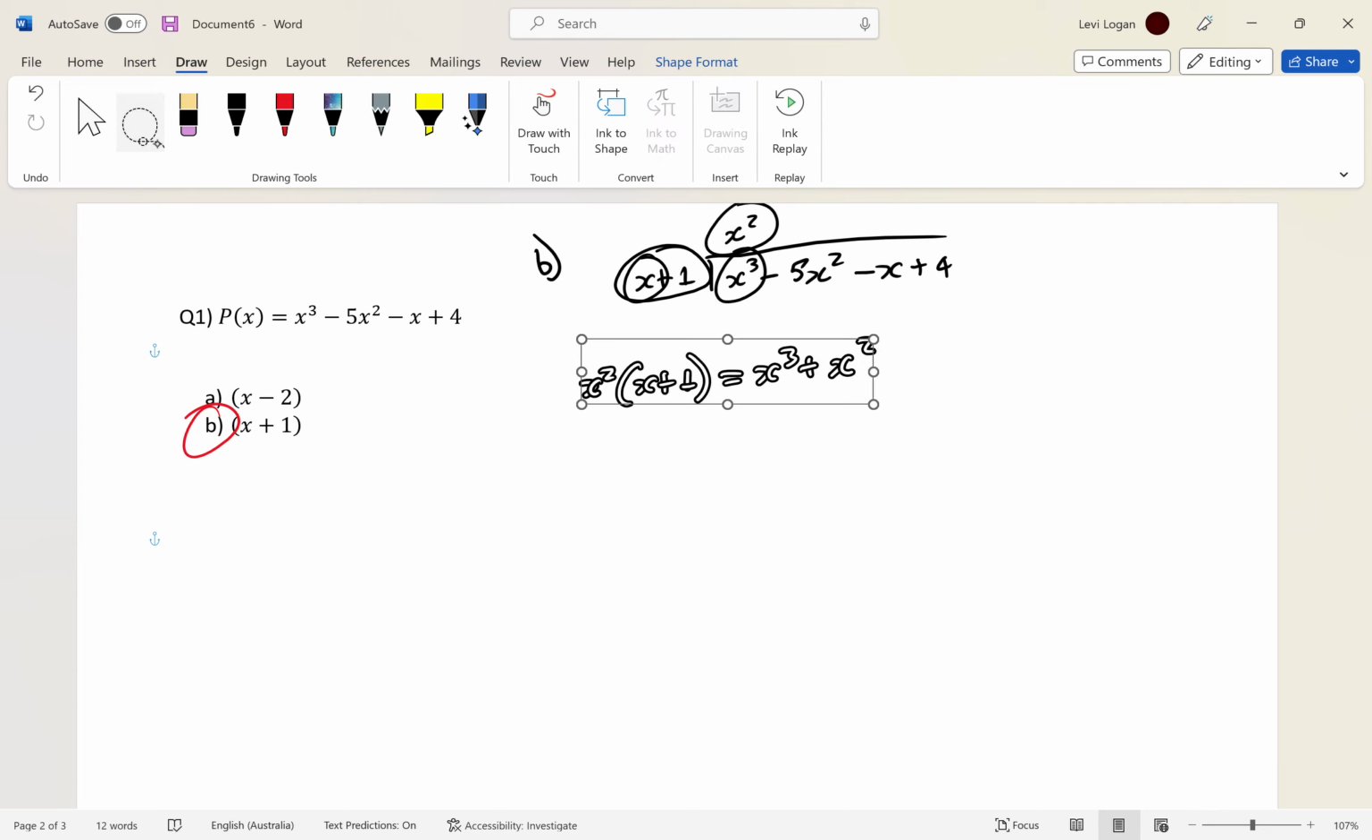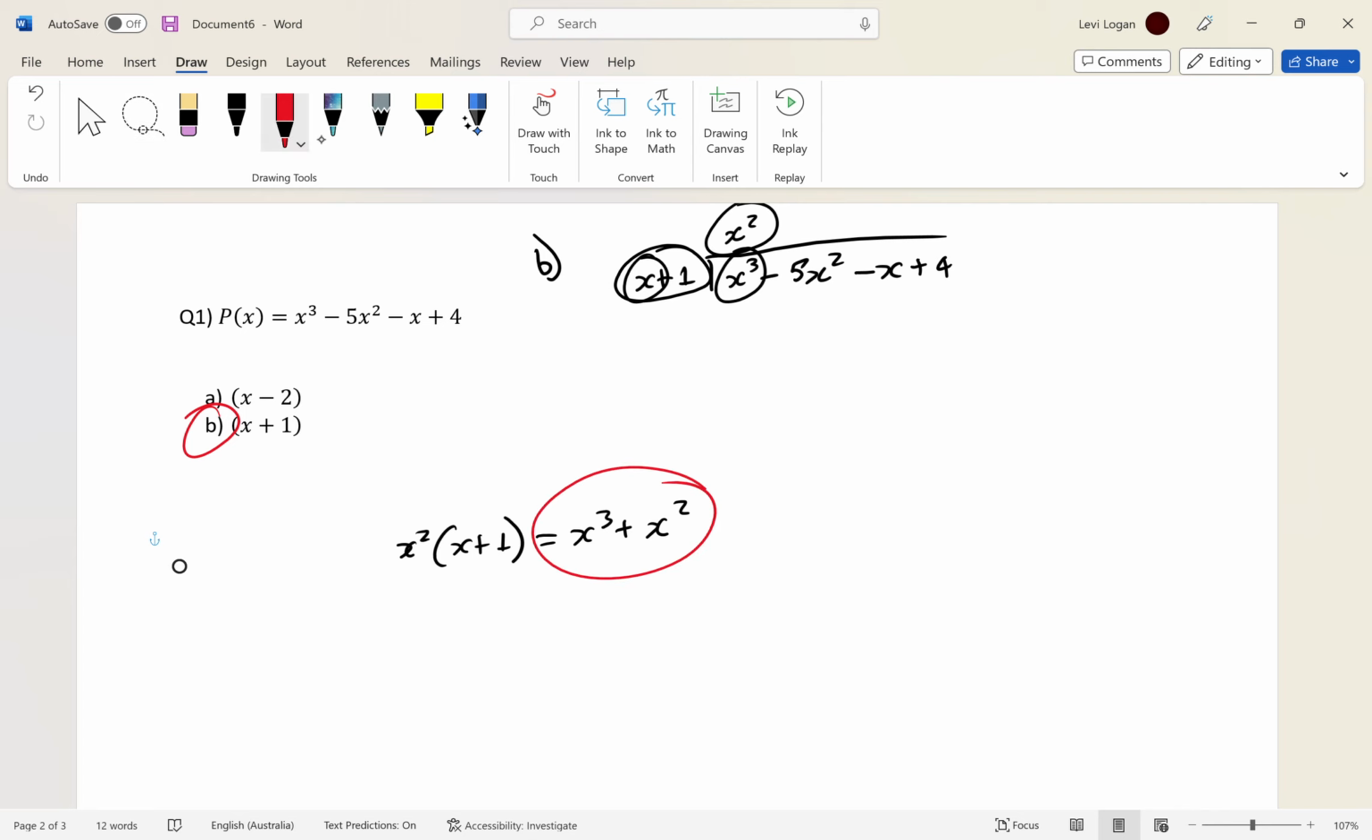Then whatever we have here, we're going to put it down here. So we're going to have x cubed plus x squared, and we're going to subtract it, right? So x cubed minus x cubed is going to be 0. If you're doing this right, whatever your first term here, it will always be 0, okay? If you don't get a 0 for this first thing here, you're doing it wrong. Negative 5x squared minus x squared is just going to be negative 6x squared, okay? And then we're going to move all this down here.